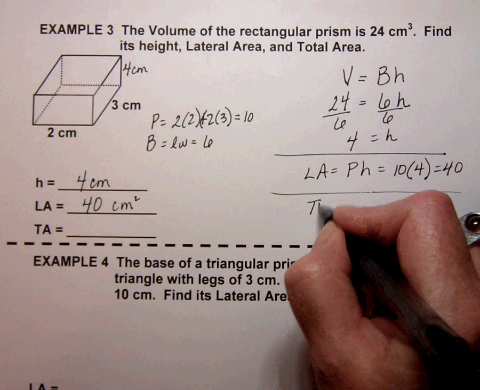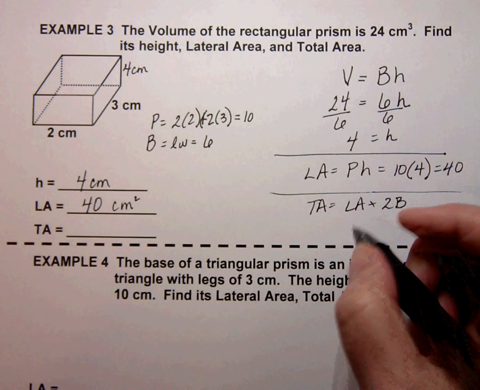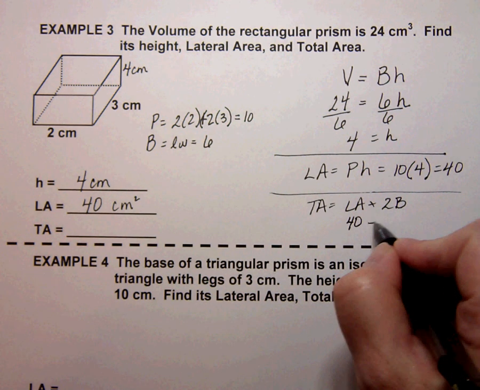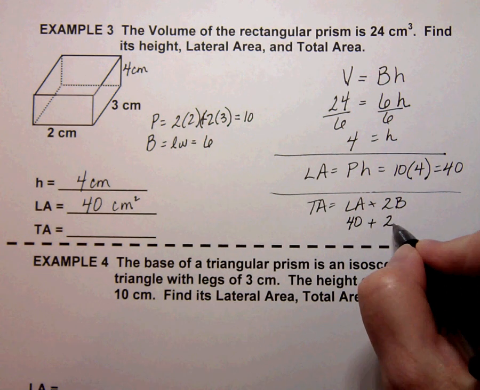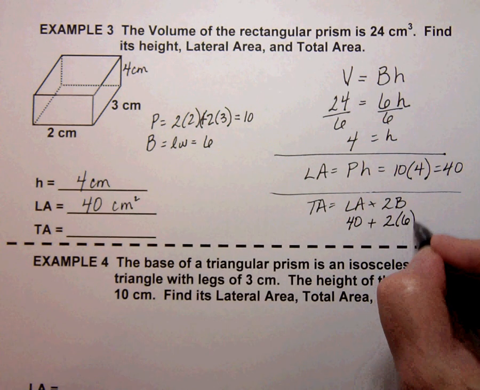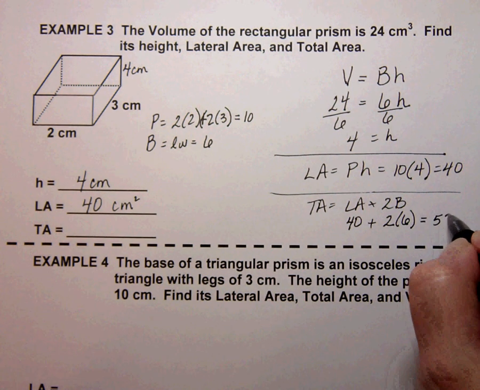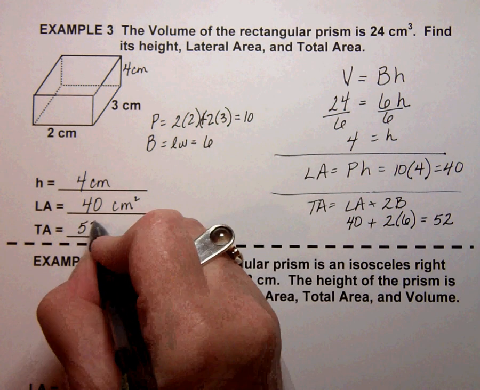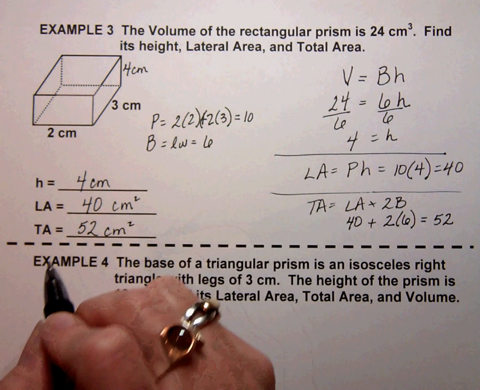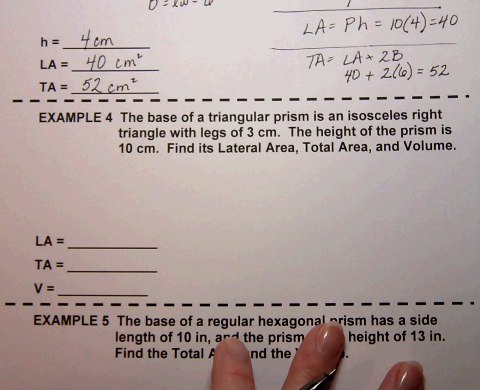Our total area is going to be our lateral area plus 2 bases. So our lateral area was 40, and we're adding 2 base areas. And remember our base area up here was 6, and there's 2 of those. So that's 2 times 6 is 12. 12 plus 40 is 52. So sometimes you're given a unit like volume and you'll have to decide what the height is. Let's move on to example number 4.